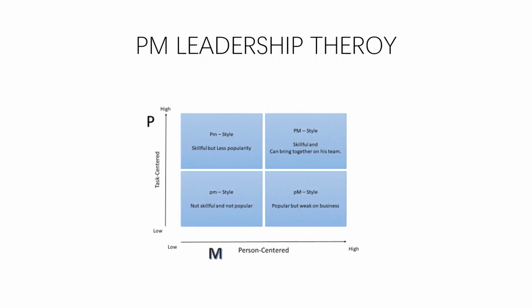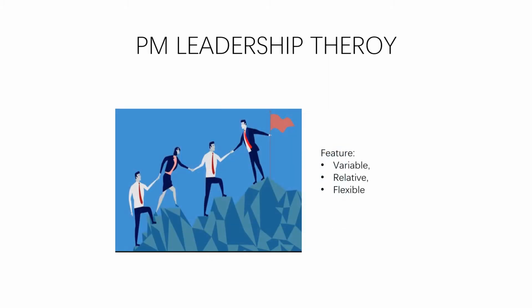PM leadership theory regards people as a whole group to study the leader and group behavior. PM leadership theory demonstrates two categories. One is performance, meaning the efforts of leaders to achieve group goals. Another one is maintenance, the leaders' efforts to maintain and strengthen group relationships. The dividing line of the PM model represents the average of all members in the test population. Thus, it's variable, relative, and flexible. Usually, these four regions are unequal and depend on the specific situation.